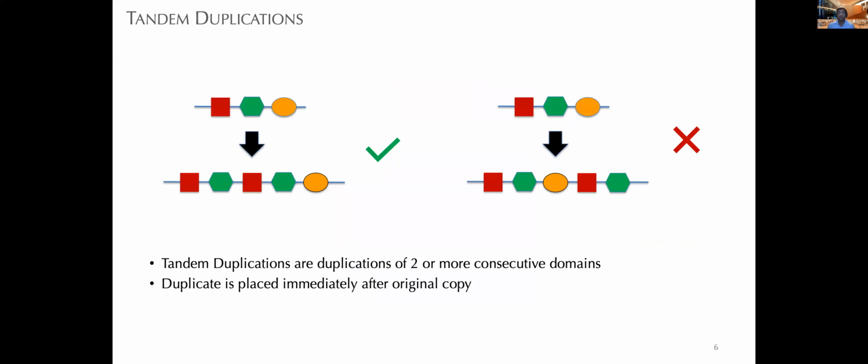For the purposes of this talk, a tandem duplication is a simultaneous duplication of 2 or more consecutive domains. We assume that the duplicate copy is placed immediately after the original. On the left, we have a protein which had 3 domains initially, in which the first 2 domains undergo a tandem duplication event. The 2 duplicates are inserted immediately after the original. The scenario on the right is not allowed in our framework because the duplicates are placed further downstream on the protein.